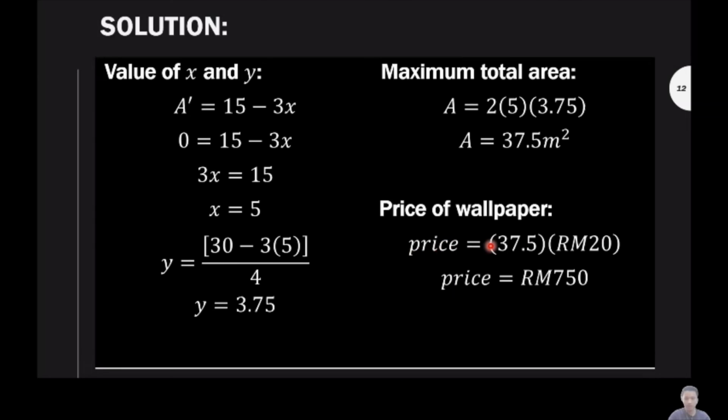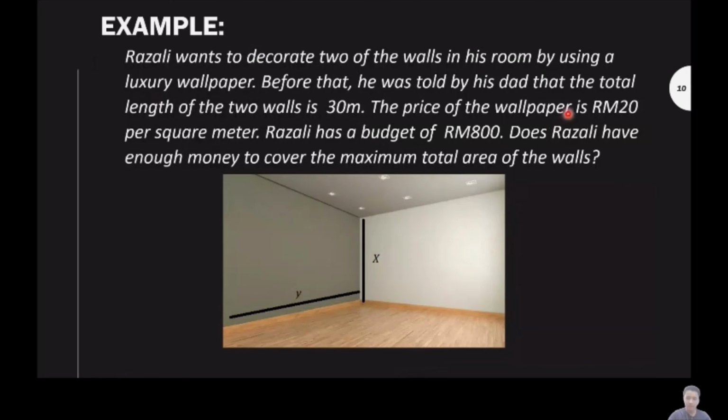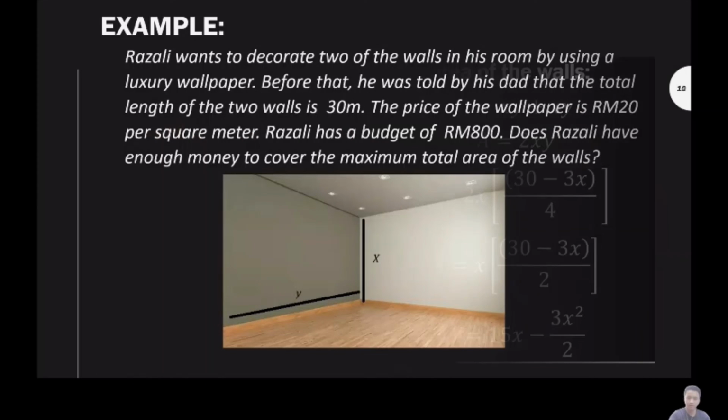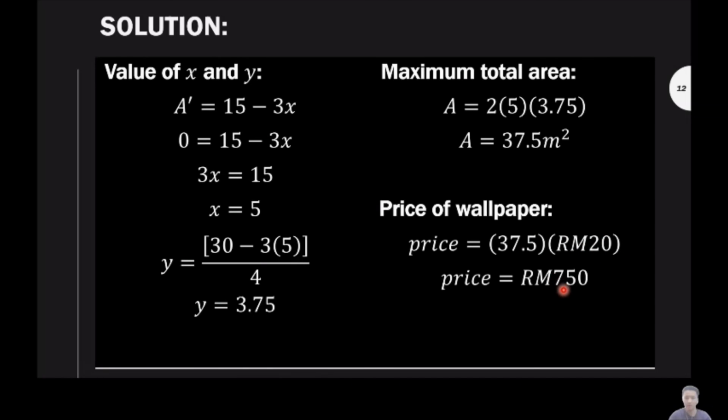So for the price, the question gave that the wallpaper is 200 ringgit per square meter. So we can just multiply the total area with 20 ringgit, and then we get 750, which shows that Razali has enough money to buy the wallpaper.